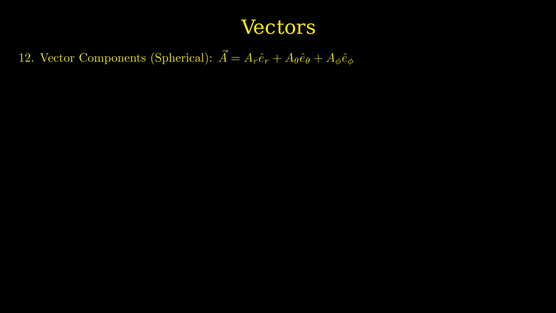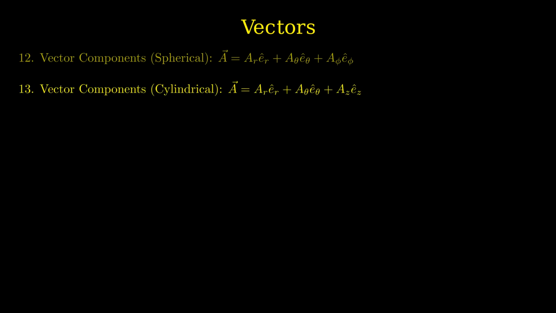A vector in spherical coordinates has radial, polar, and azimuthal components with unit vectors e r cap, e theta cap, and e phi cap, respectively. A vector in cylindrical coordinates is expressed in terms of its components along the radial, angular, and vertical directions with unit vectors e r cap, e theta cap, and e z cap, respectively.